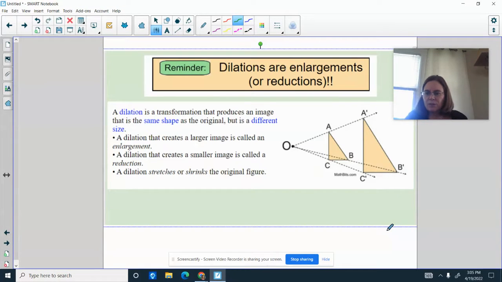Now, dilations are the type of transformation that does not stay congruent. Congruent meaning the same size, same shape. It is the same shape, however, it's not the same size. It can be an enlargement or a reduction, so it can shrink or get bigger. So let's see how this works.